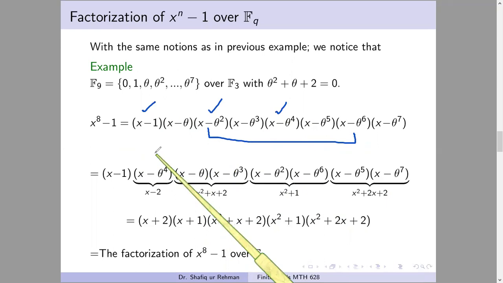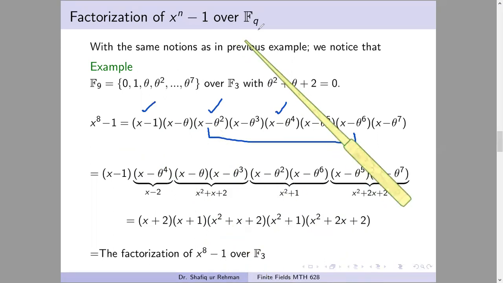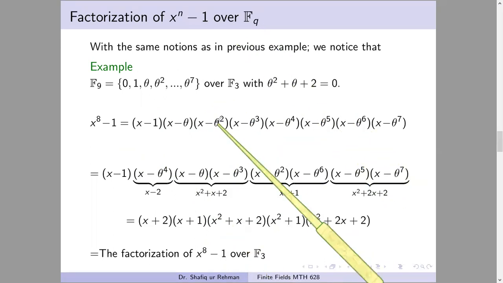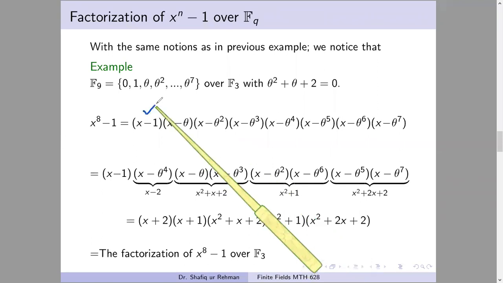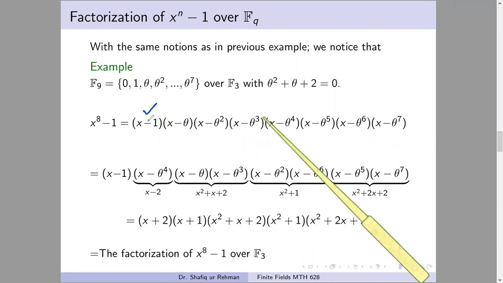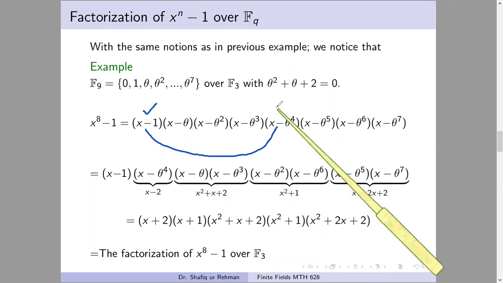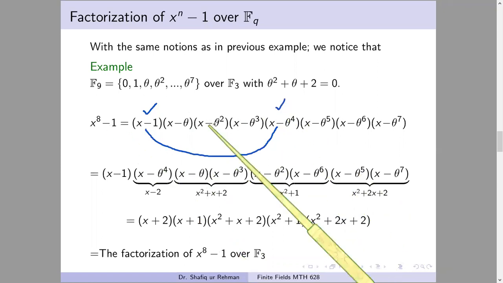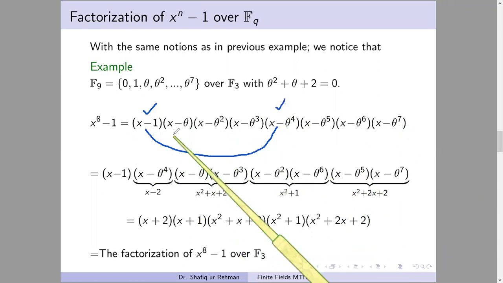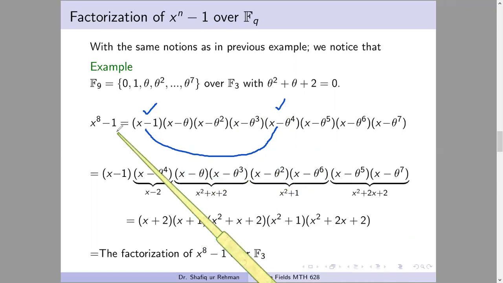And also notice that if we want to get x square minus 1, we take x minus 1, and only these two factors will give you x square minus 1. And if we take all the linear factors, we will get x power 8 minus 1.